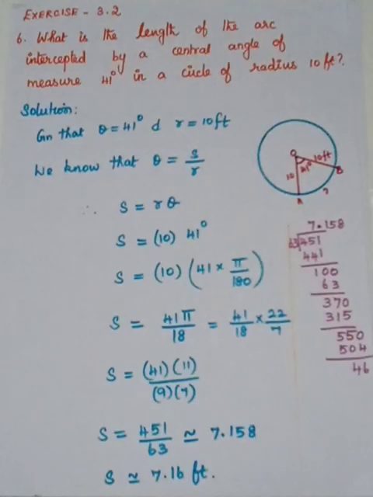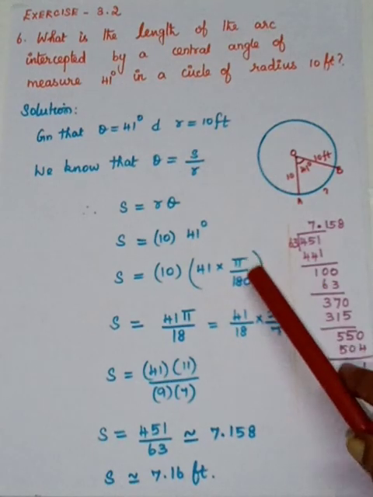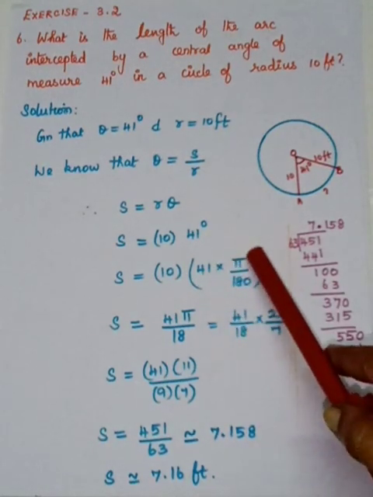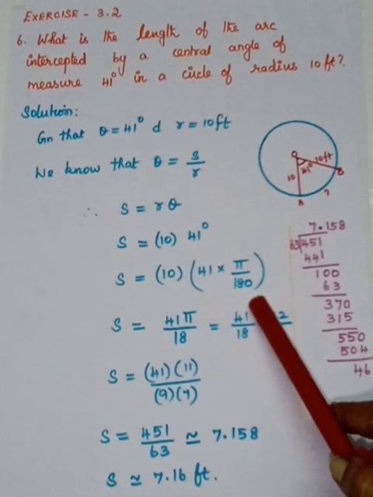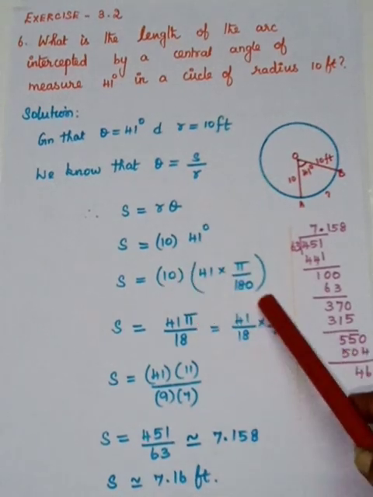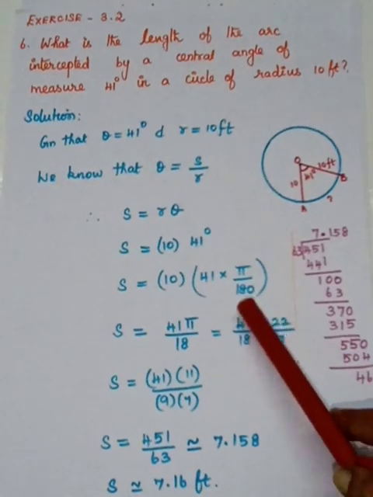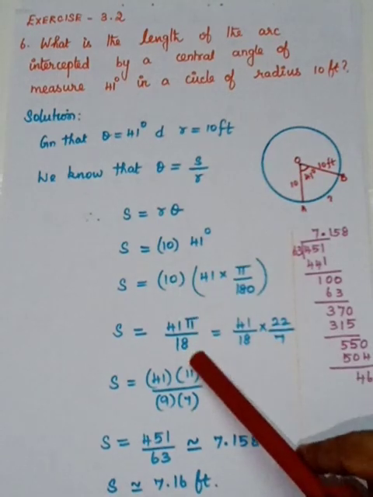You know how to convert into radian. If you want to convert into radian, what should be in the numerator? Pi. So pi by 180. The 41 has to be multiplied with pi by 180. So this 0 and this 0 get cancelled, and it is 41 pi divided by 18.